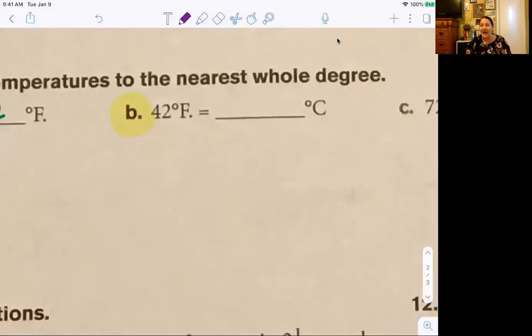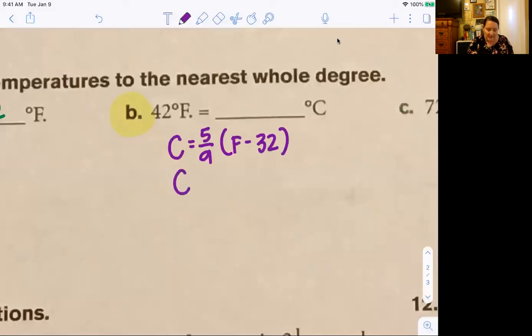Okay, now we have 42 degrees Fahrenheit equals how many degrees Celsius? So we're going to move now to the Celsius. So Celsius equals 5/9 times F minus 32. And in this case, we're going to plug in 42 for the letter F. Celsius equals 5/9 times 42 minus 32.